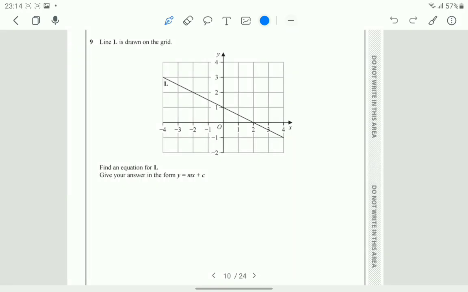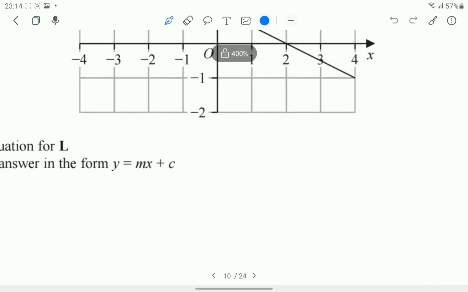In the 9th question, we have coordinate geometry. Let's read it. Line L is drawn on the grid. Find an equation for L. Give your answer in the form y equals mx plus c. c is a constant, m is the gradient.